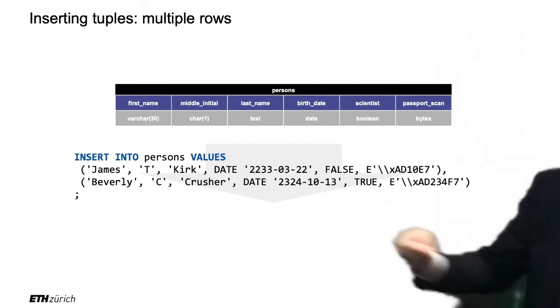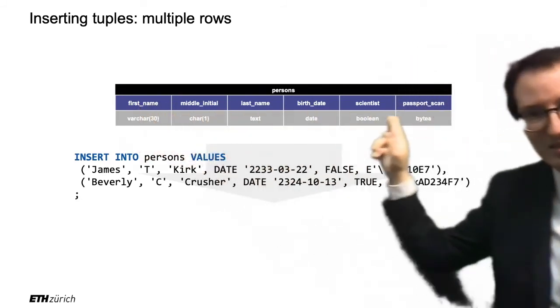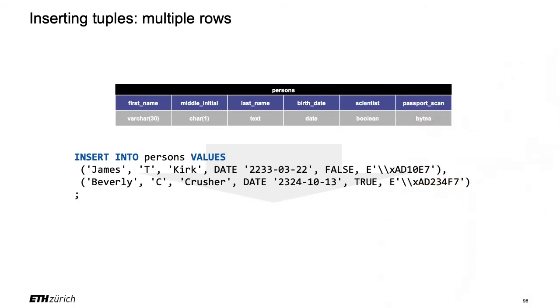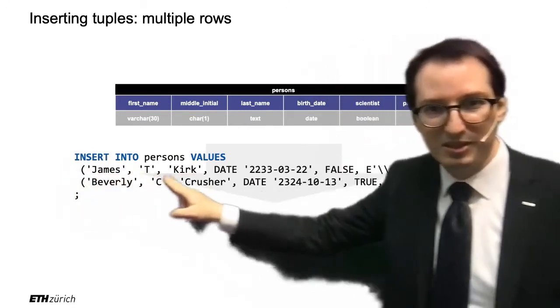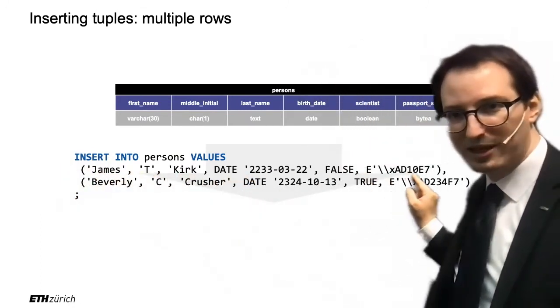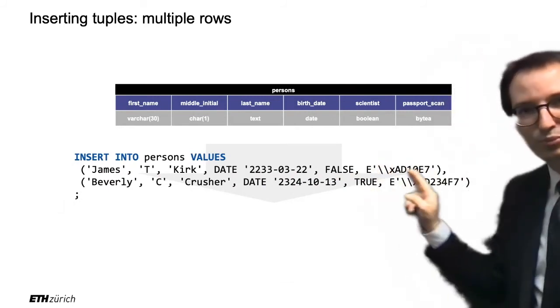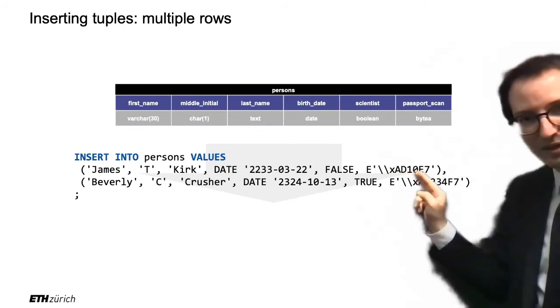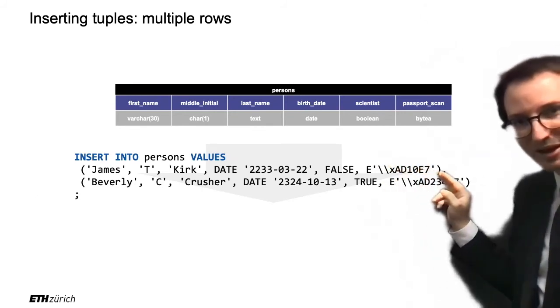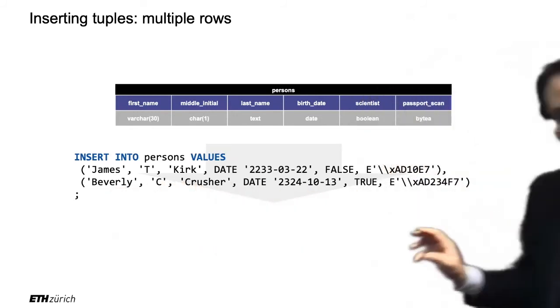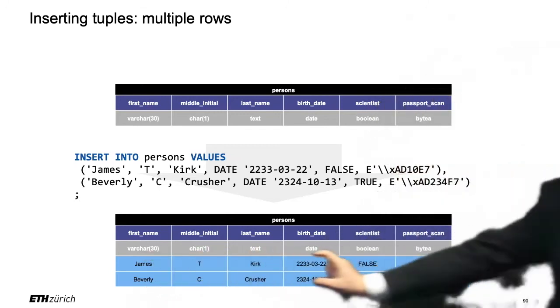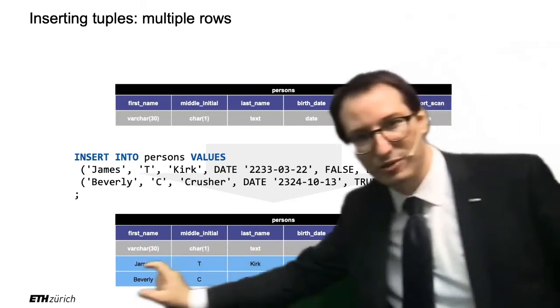Now, here, more complex, I picked that table of earlier with my 6 columns right there, and I'm going to add 2 rows at the same time in a single command. So insert into persons, that's the name of my table, values, and here I put my list, right? So James T. Kirk, date, and so on, false. And this is a fancy way of putting binary, encoding it with some hexadecimal characters. So don't worry too much about that. Then a comma, and then my second row. So then I get a table with 6 columns and 2 rows, and here you see the extension of the table.